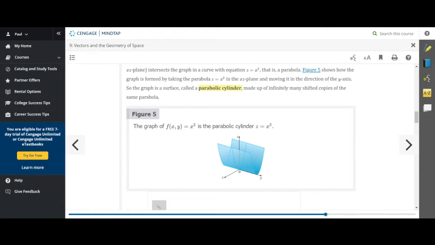Professor? Yes. Whenever f of x comma y equals x squared, do you assume that all real numbers of y are still involved? Good question. Think of it like this: f of xy equals x squared, but you could think of that as x squared plus 0 times y. So z equals x squared plus 0 times y. Regardless of what y is, z equals x squared.